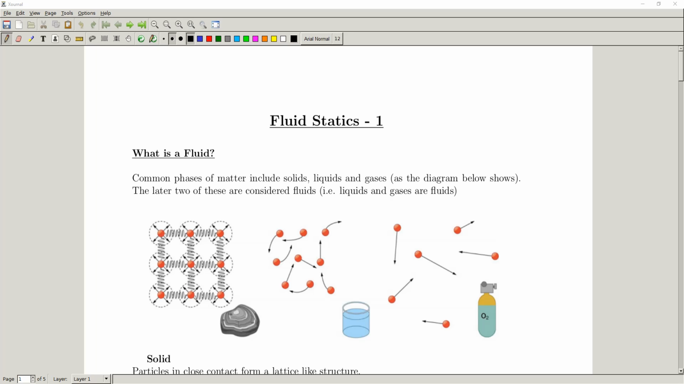Okay, in this video we are going to be starting our 10th module. This is going to be our module on fluid statics. This is also going to be the last module that we're going to cover in this Physics 101 course.